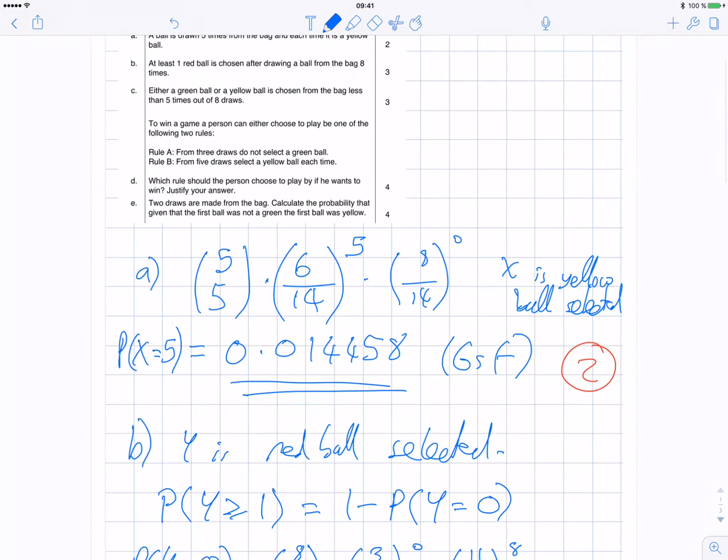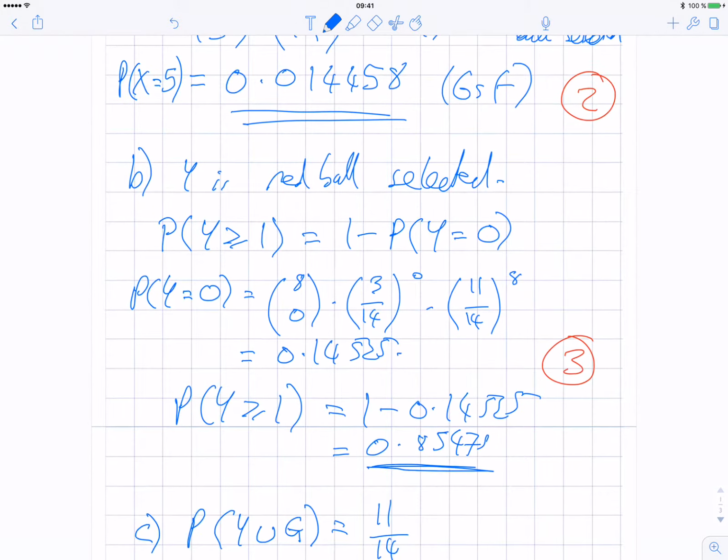D. Which rule should the person choose to play by if he wants to win? Justify your answer. To win a game, a person can either choose to play by one of the following rules. From 3 draws, do not select a green ball. Okay, so let's do rule A.